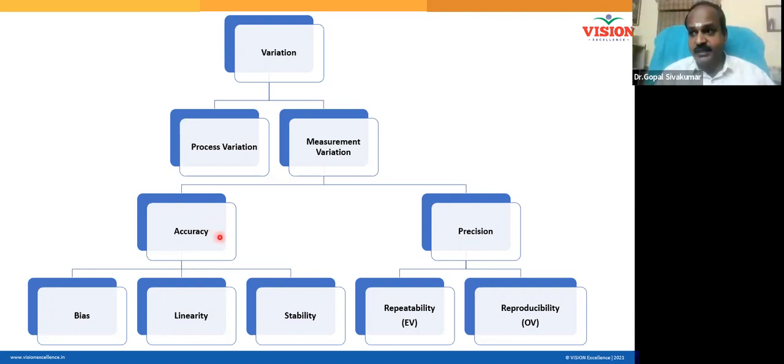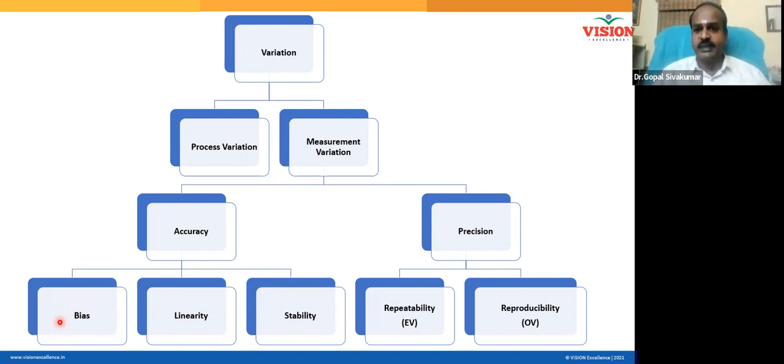You need to be accurate. You need to be precise. You need to be close to the true value and you need to be consistent. And now why accuracy? You may become inaccurate if a difference exists between the true value and the observed value. The difference that exists between the true value and the observed value is called bias. So what is bias? The difference between true value and observed value.